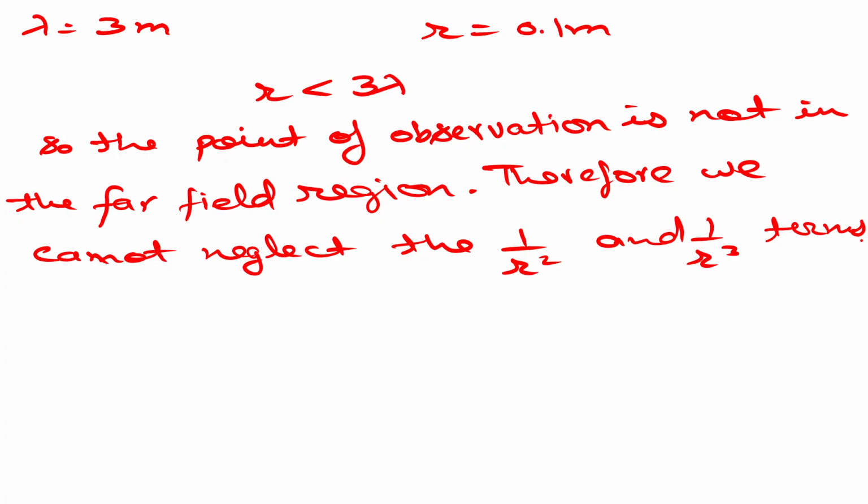In the formula there are three terms: 1 by beta naught r, 1 by beta naught square r square, and 1 by beta naught cube r cube. These terms we cannot neglect here. Since the observation point is not in the far field but in the near field, we have to use the whole formula. We cannot neglect these terms. So we'll start by calculating what beta naught square r square is.